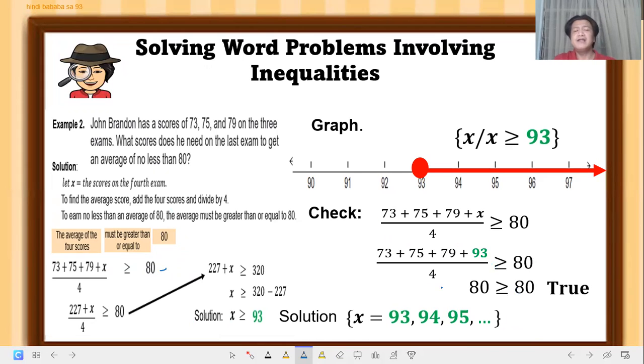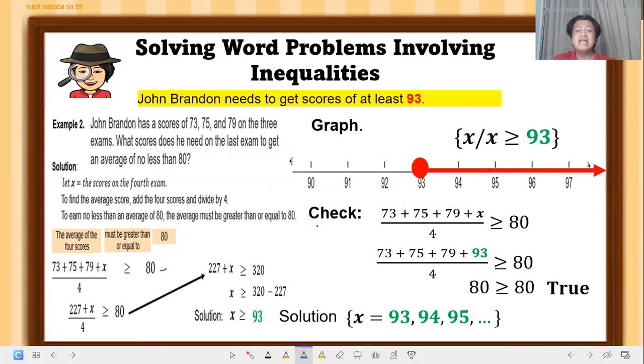Okay, meaning to say, balikan na natin yung problem or yung question sa problem. Now, what scores does he need to the last exam to get an average? No less than 80. Ibig sabihin, kailangan niya makakuha ng score na hindi bababa sa 93. Kaya nga siya at least 93. Yun yung ibig sabihin ng no less than.